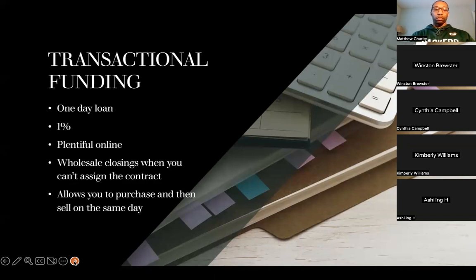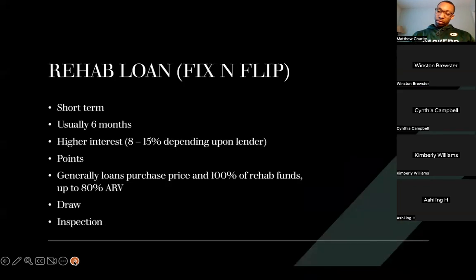So if you are a wholesaler and you get into a situation where you need to do a double close, obviously wholesale assignment is preferred, right? Because there's none of that, no fee. You just assign the contract and you just get your $10,000. But if you have to, it's going to be 1%, and it is possible to do.